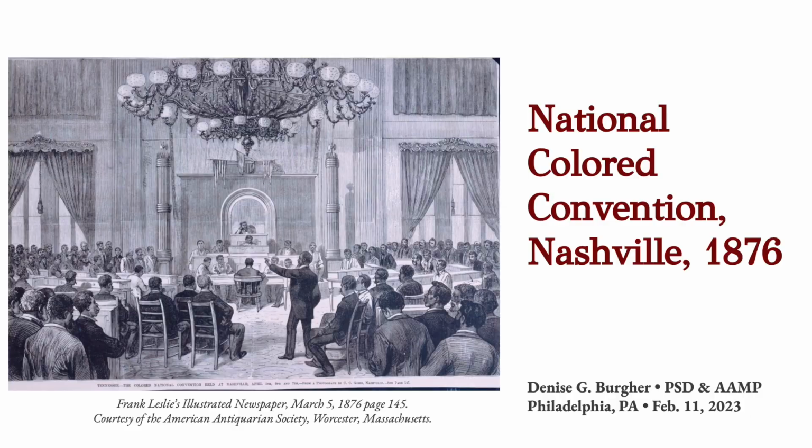So one of the first color conventions that we have an image of is this Nashville convention that took place in 1876. And as you can see, at the top, way in the back, is the president of the convention. You see a gentleman who's addressing the convention. You see the delegates who were seated closer to the front of the podium, and then you see the participants and/or the people who were just there to listen and to learn.